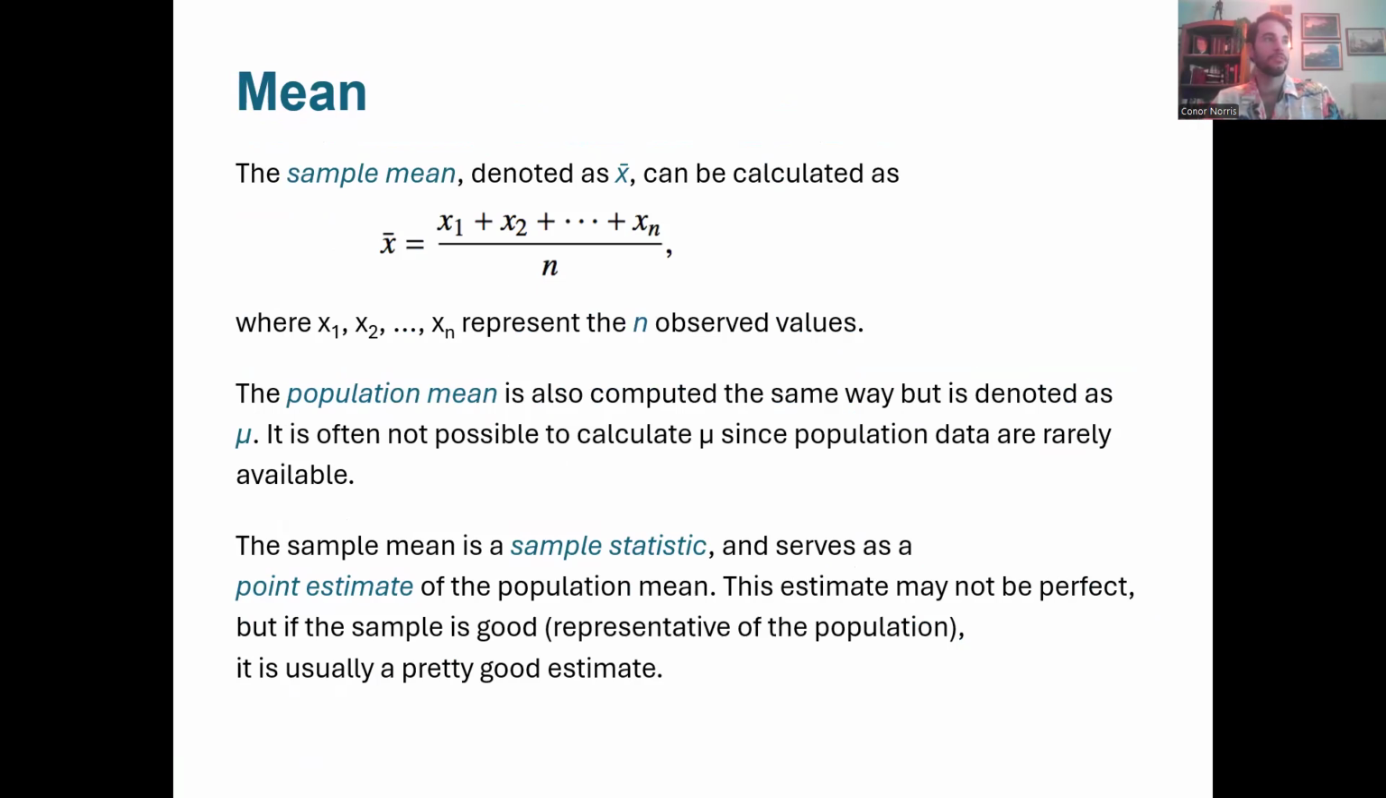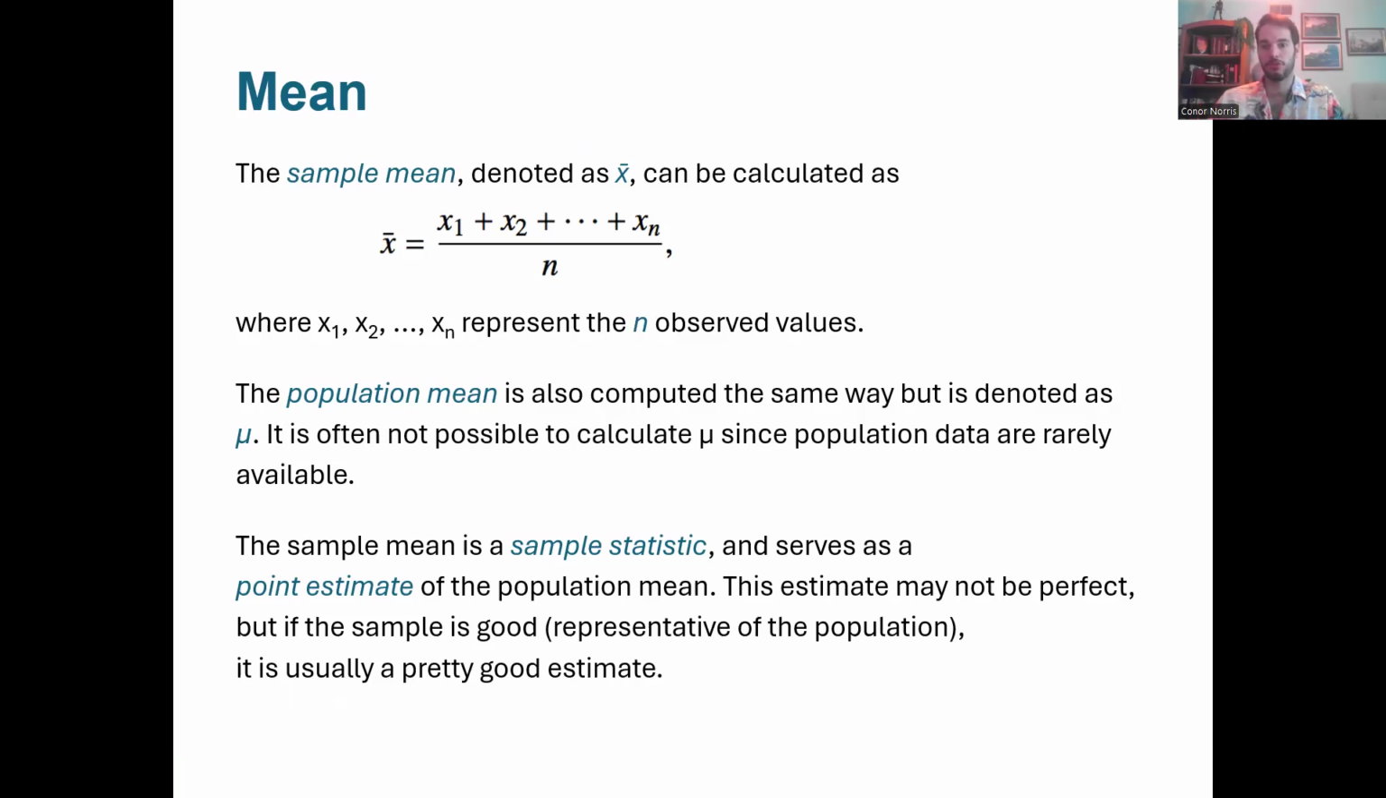So the sample mean we denote with X bar, and we have the formula for it here. We have X1, X2, all the different observations, and then we divide that by the number of observations. Mu, the Greek letter mu, is the population mean. Now, in this class, we're typically going to work with X bar, the sample mean, and we'll use that to estimate the usually unknown population mean because we don't have the data for the entire population. We'll just have a sample of the population.